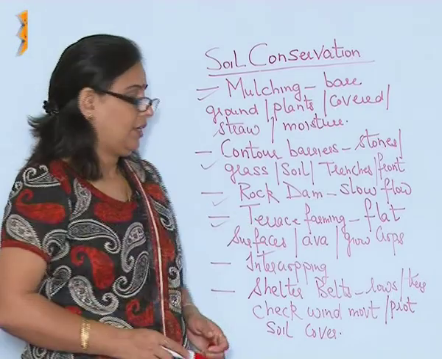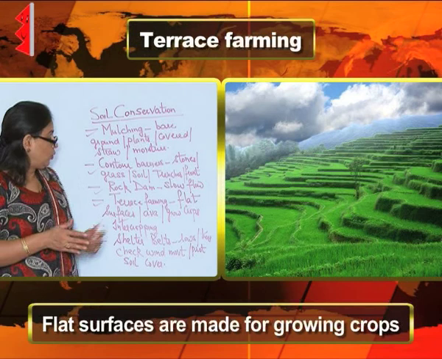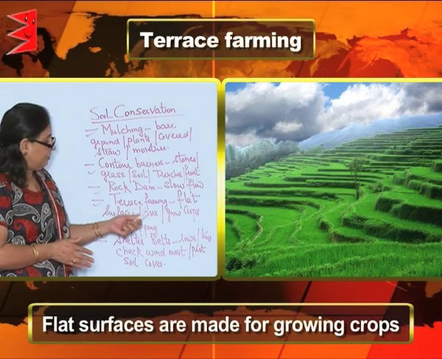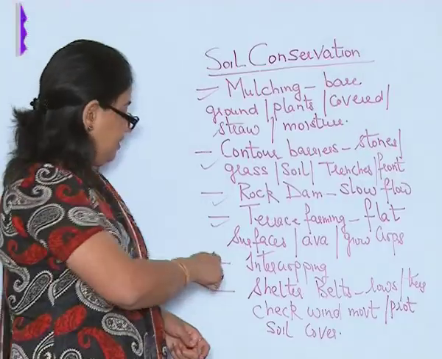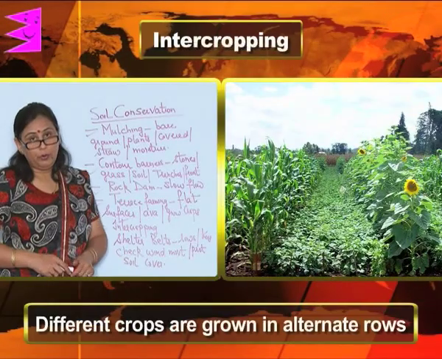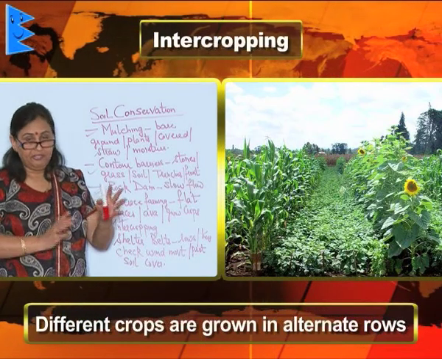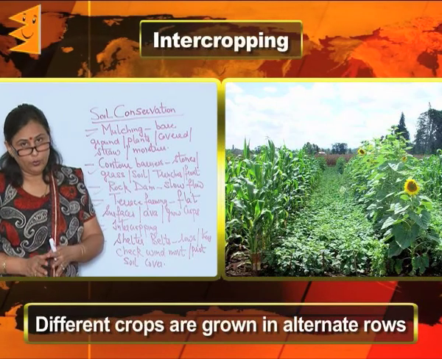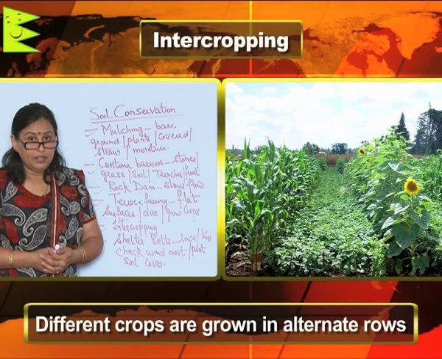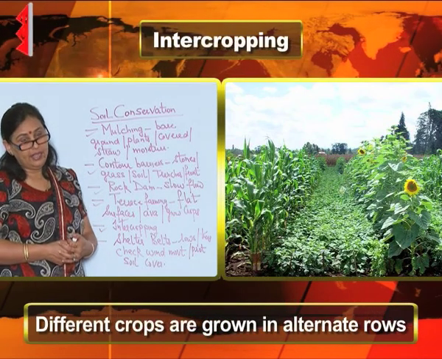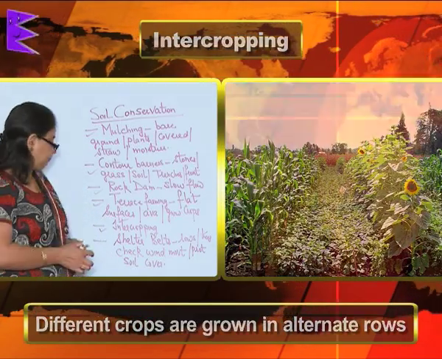Terrace farming. Flat surfaces are made so that they are available for growing crops. Then we have intercropping. Intercropping could be that between the rows made in the field itself, different crops are grown, or one after the other the crops are grown in a season, so that the land is able to retain the moisture and retain the fertility.